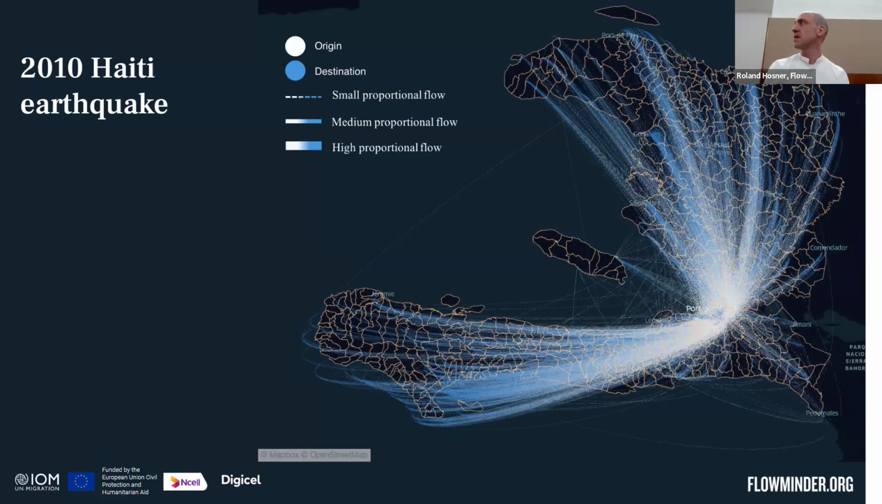This map shows exactly that, movement out of the capital, out of Port-au-Prince, to other areas of Haiti. And we're still working on that country and providing regular reports. I will come back to that.